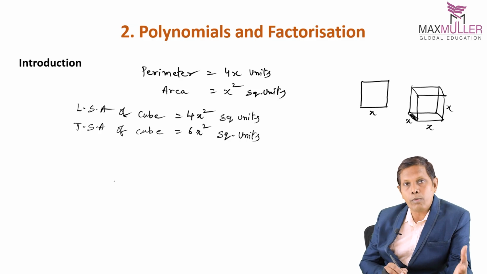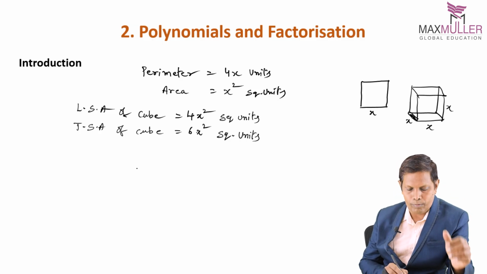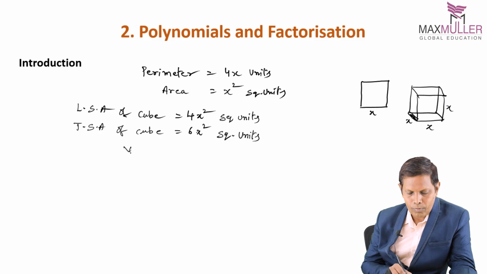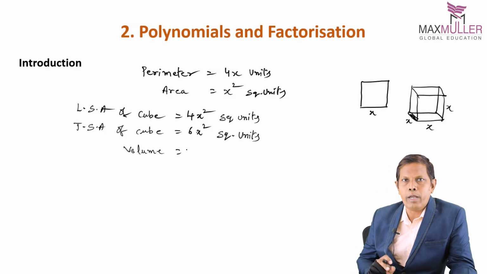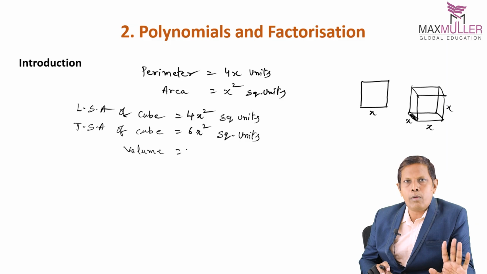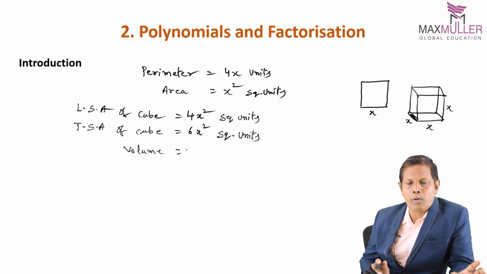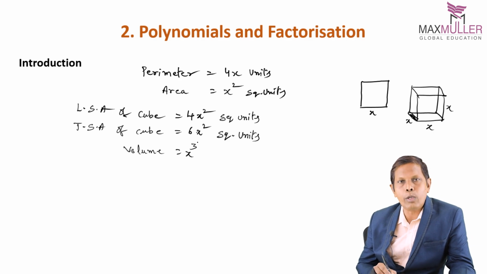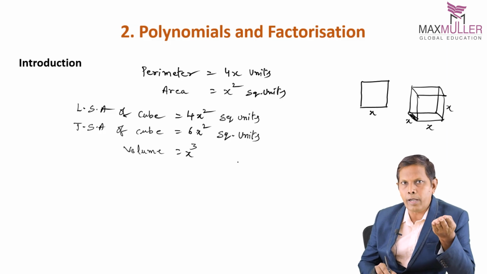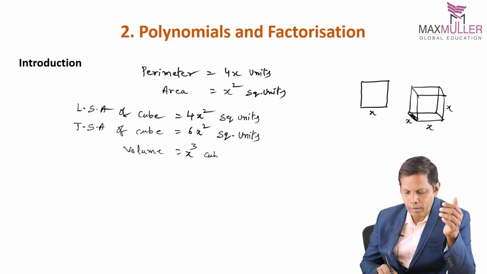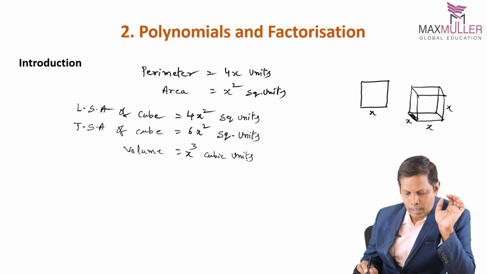After that we have to find the volume. Volume is nothing but length, width and height multiplied together. Here all 3 are equal, so you write x into x into x, that is x cube. Here x is 1 unit, but multiplying 3 times, it becomes cubic units.